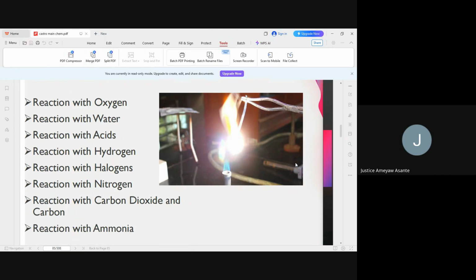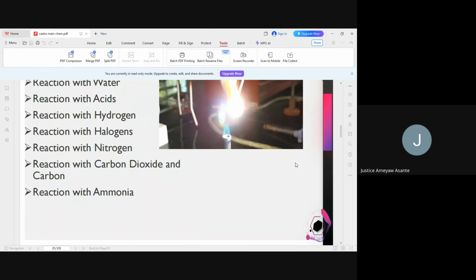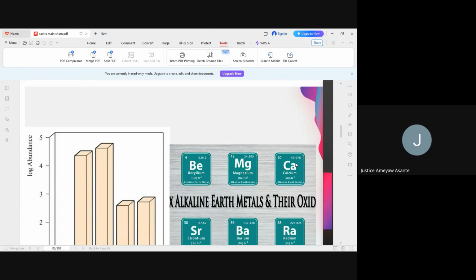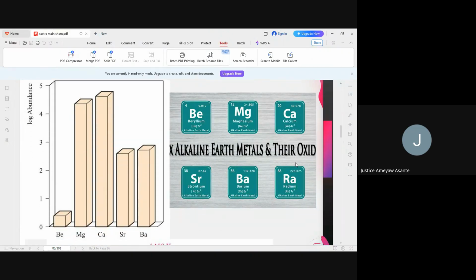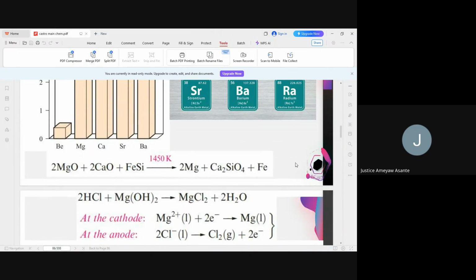Okay, so when you burn the two members in air, what do you see? They form the oxides of their metals. So when you burn the two members, you form magnesium oxide, calcium oxide, and so forth.